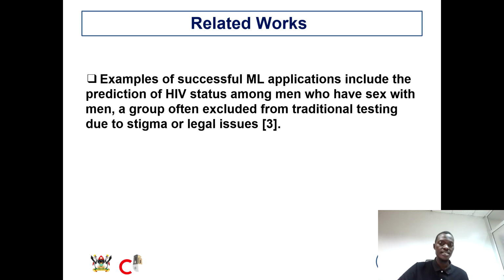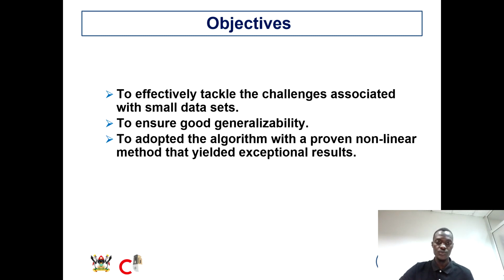So there was an ML application that did predict the HIV status, especially in men having sex with men. You realize it is one of those groups that are usually excluded from traditional testing due to stigma or legal issues. So it was more about the predictors for HIV testing, but in a way it is related to some of what we are going to be showcasing.